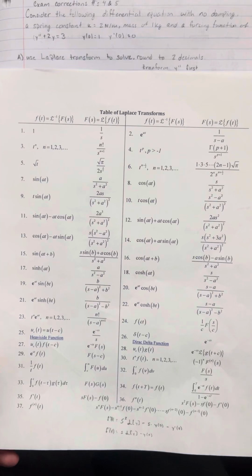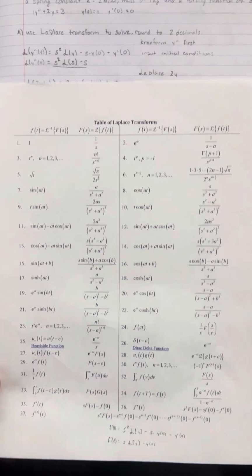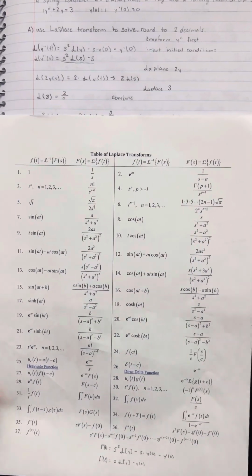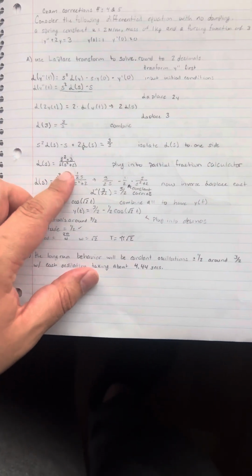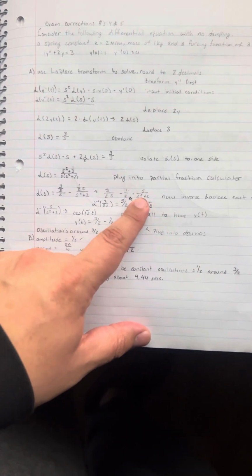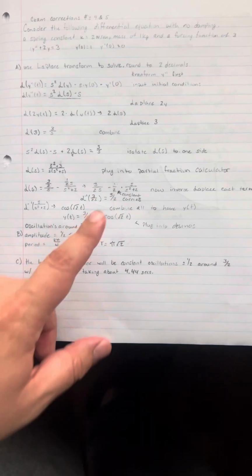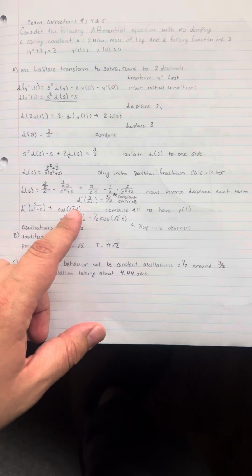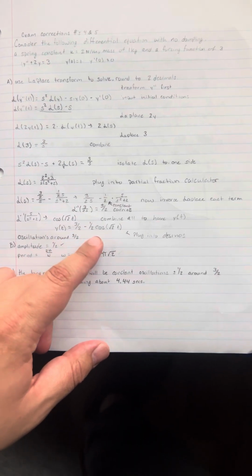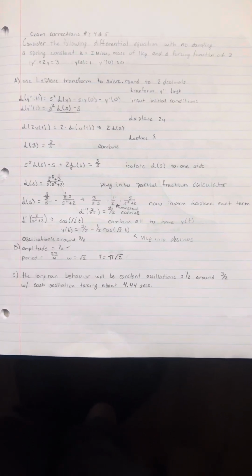Next, we have a second order differential equation. Sorry for the transition. And we're going to use the Laplace transform to solve it. Okay, so we have the second order, so we're going to do each component, and then we're going to be able to isolate this Laplace of s to then solve for y of t, first by putting it in a partial fraction calculator and then doing the inverse Laplace to derive what y of t is. And we plug this into Desmos and get oscillations, amplitude, period, and our frequency.